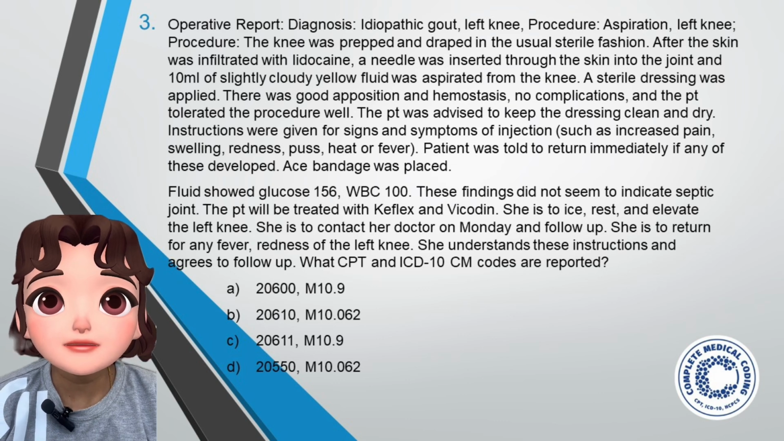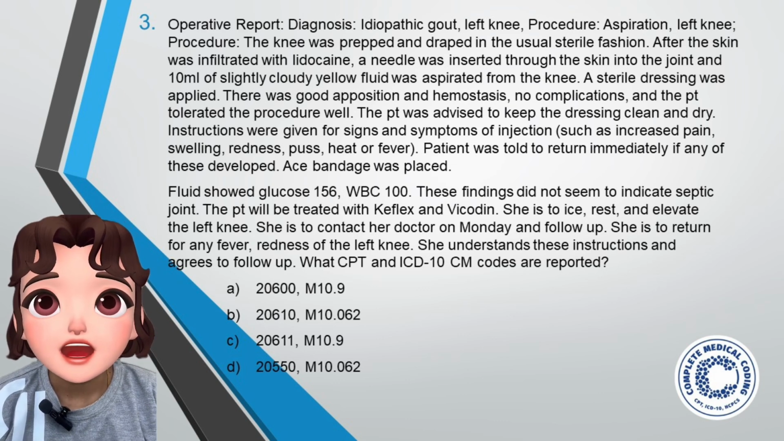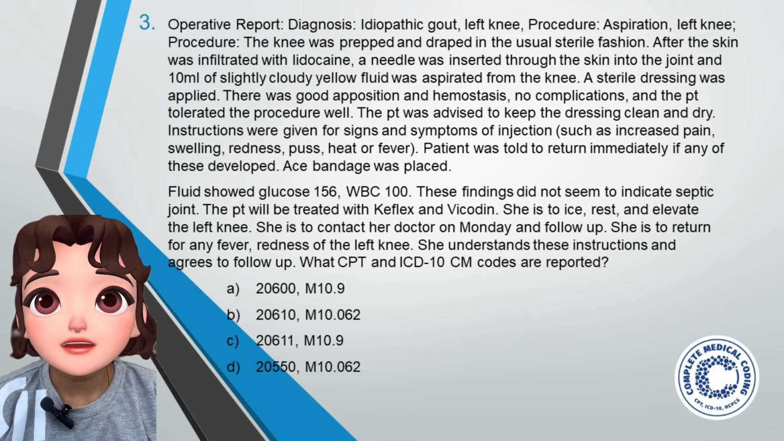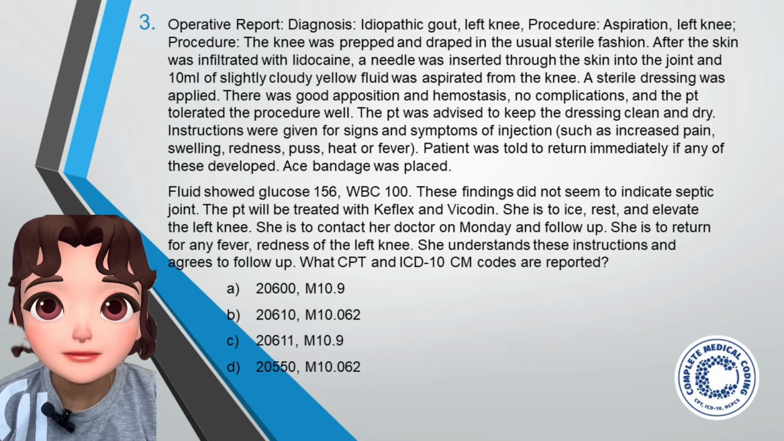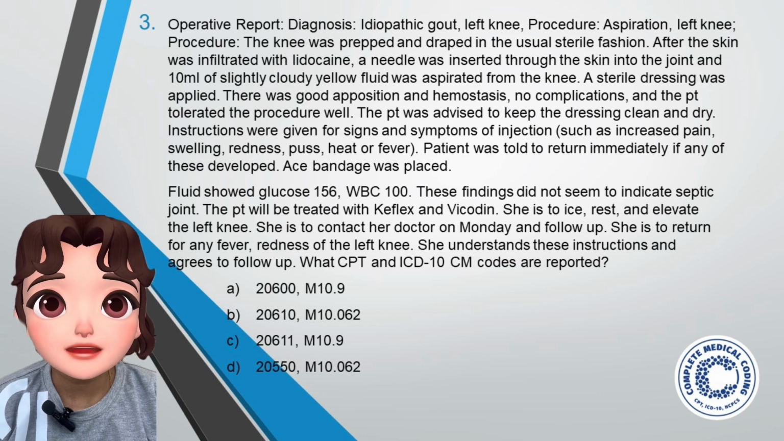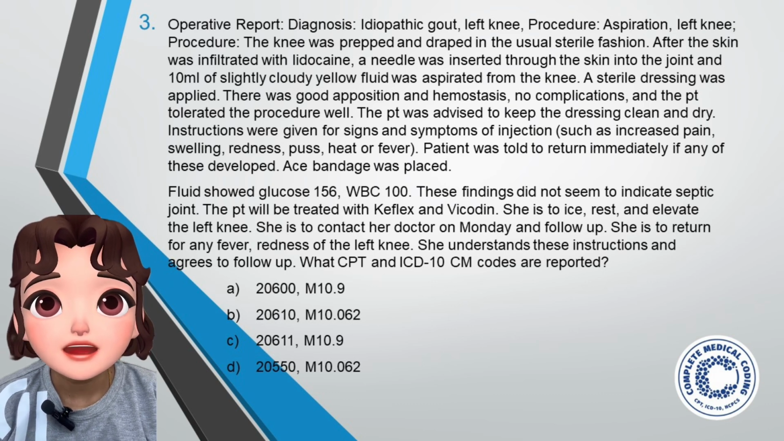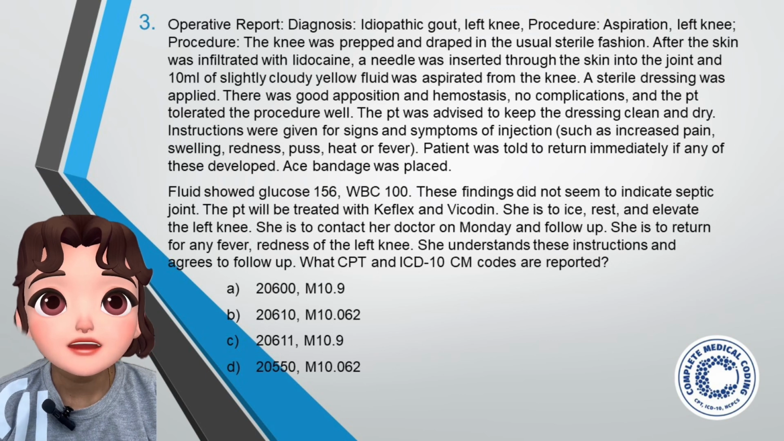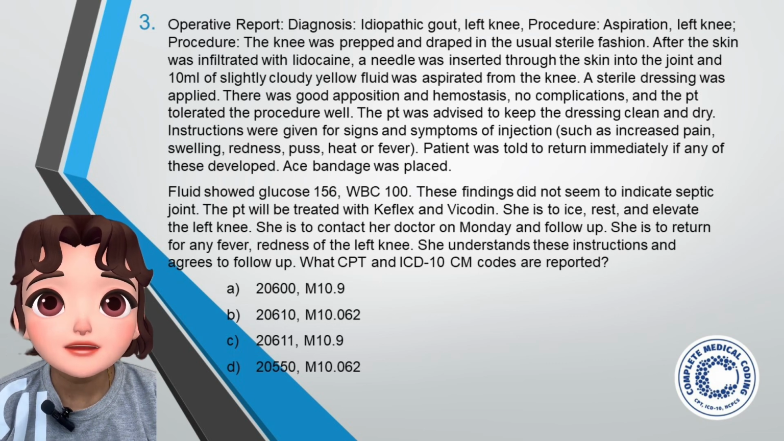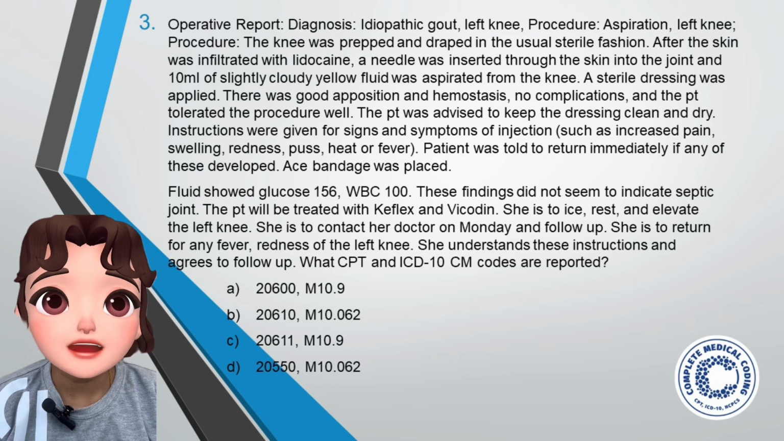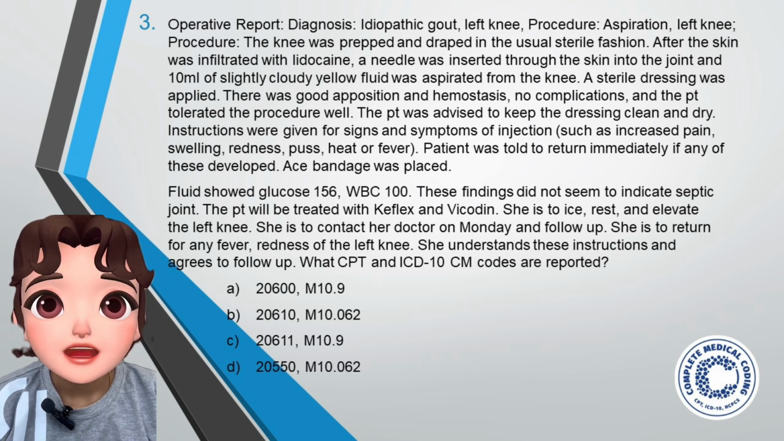Procedure. The knee was prepped and draped in the usual sterile fashion. After the skin was infiltrated with lidocaine, a needle was inserted through the skin into the joint and 10 ml of slightly cloudy yellow fluid was aspirated from the knee. A sterile dressing was applied. There was good apposition and hemostasis. No complications. The patient tolerated the procedure well. The patient was advised to keep the dressing clean and dry. Instructions were given for signs and symptoms of infection such as increased pain, swelling, redness, pus, heat or fever. Patient was told to return immediately if any of these developed.